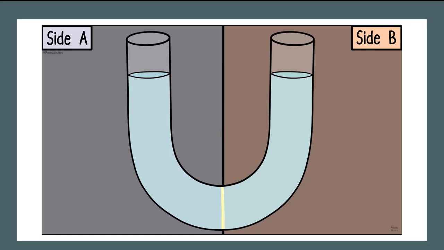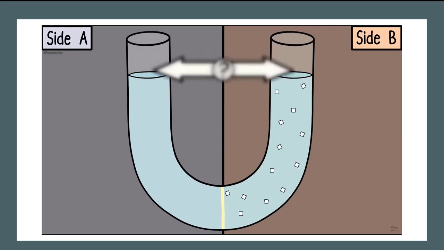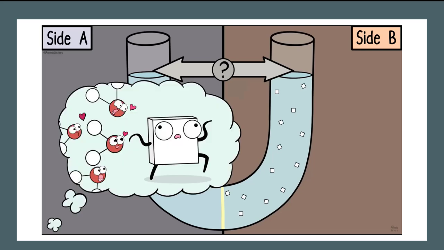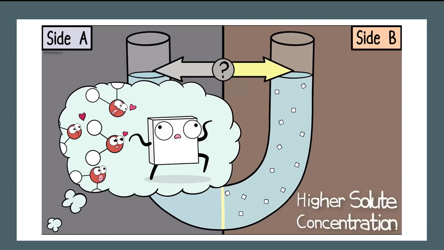Now let's imagine on side B, you dump a huge amount of salt there. So which direction will the water initially move towards? A or B? Think about what we mentioned with osmosis. The answer is B. Side B has a higher solute concentration than side A. Water moves to areas of higher solute concentration, which is also the area of lower water concentration.